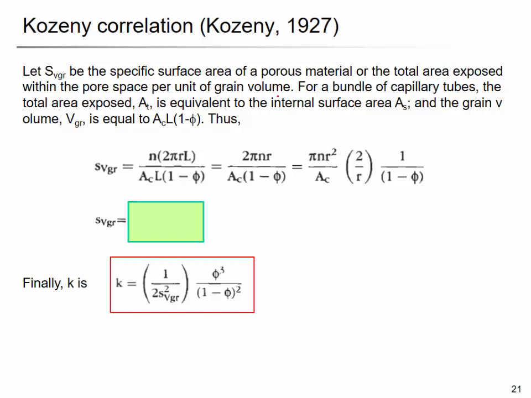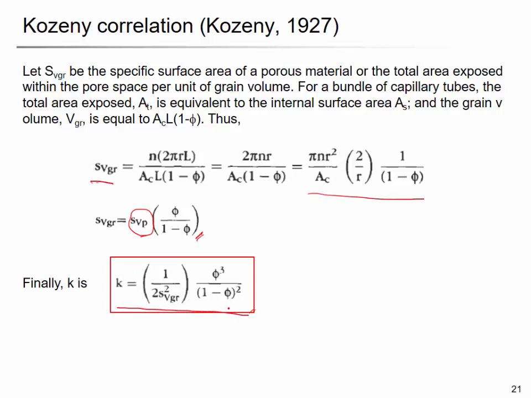So for a bundle of capillary tubes, the total area exposed AT is equivalent to the internal surface area AS, and the grain volume VGR is equal to AC times L times 1 minus porosity, so that you have this relationship. And then I think that you can derive this one, and SBGR is expressed as the SPV times porosity over 1 minus porosity. So then, if you replace this one in the previous equation, you end up with this final equation.